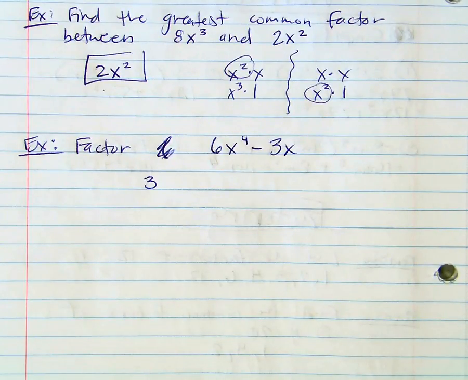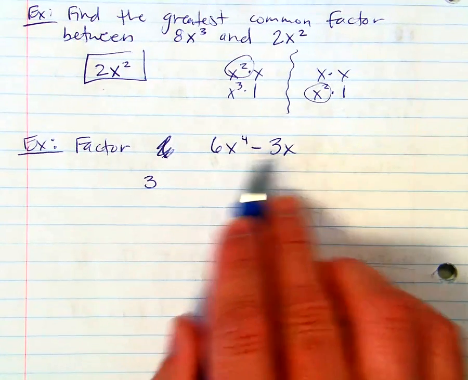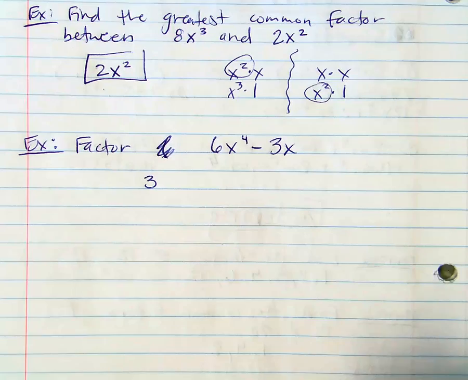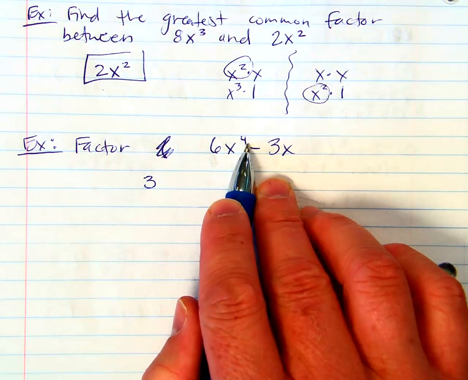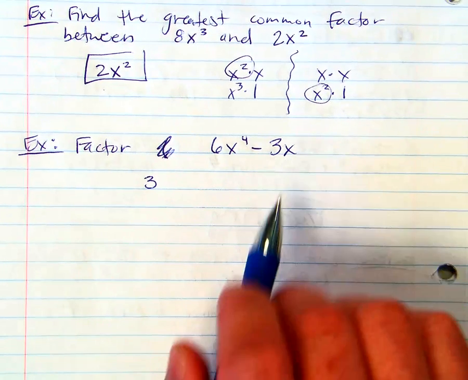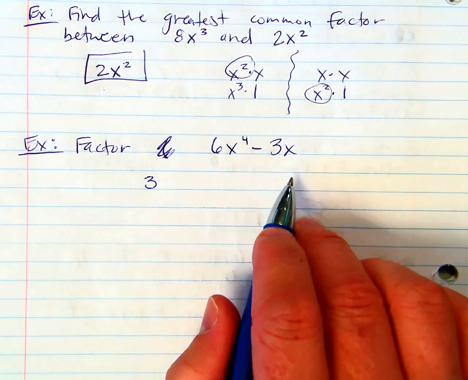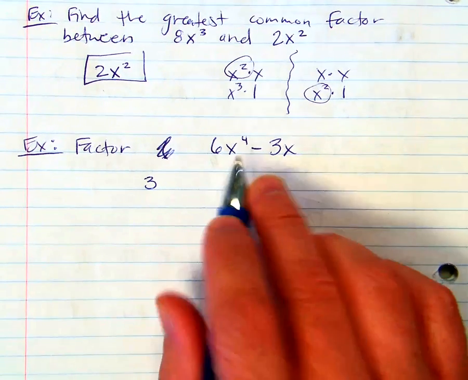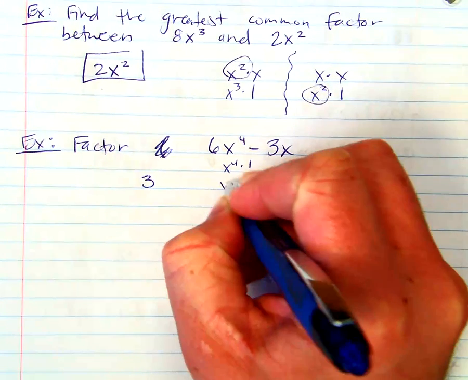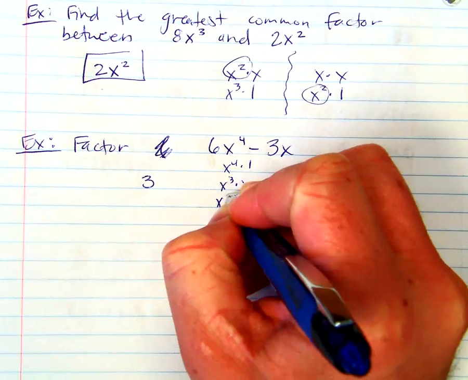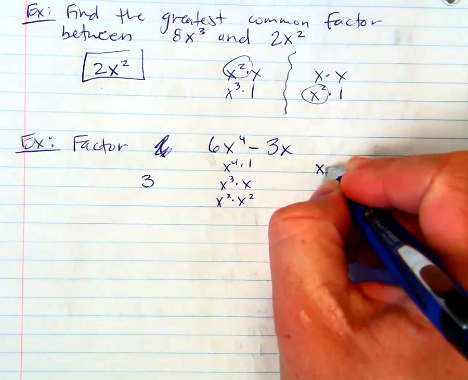Now for the variables, I want to find the largest variable term that goes into both of these, which means if I broke down x to the 4th and all the different ways to make that, or if I broke down x to the first power and all the not so different ways to make that, we want to find the largest exponent in either list. So x to the 4th, if we made a list there, we would say there's x to the 4th times 1, there's x to the 3rd times x, there's x squared times x squared, and for x, our only option is x times 1.